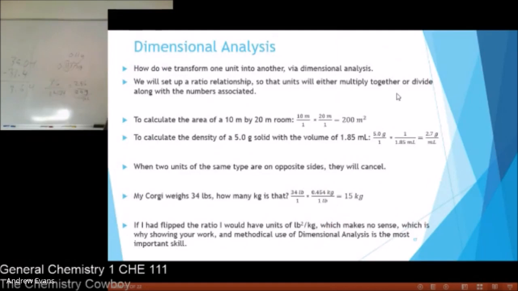Okay, so dimensional analysis. What is this? Dimensional analysis is how we transform one unit to the other. It is the bread and butter of all the math once we move past significant figures, which will be a small part of your class. It will mainly show up in lab. Dimensional analysis will stay with you the entire time.